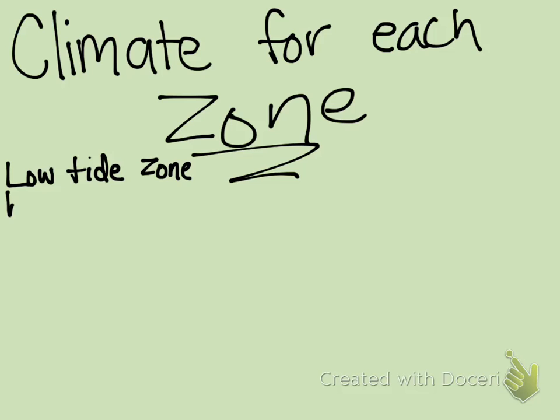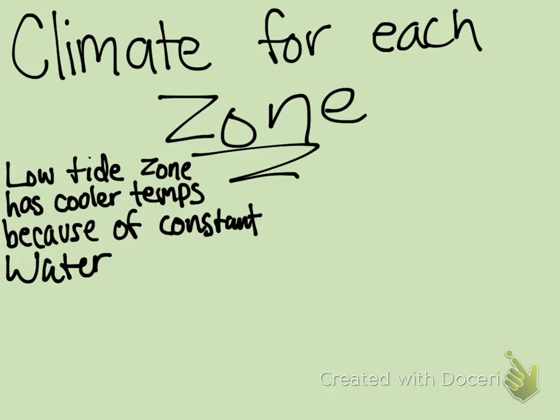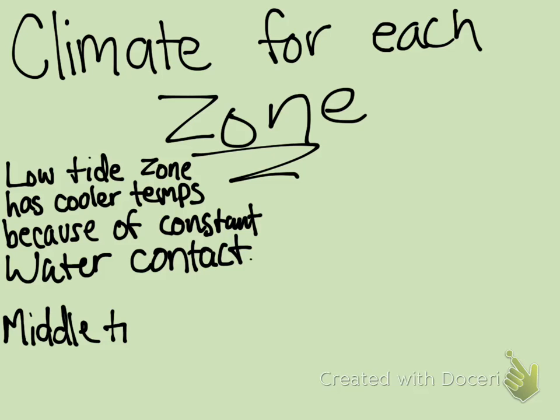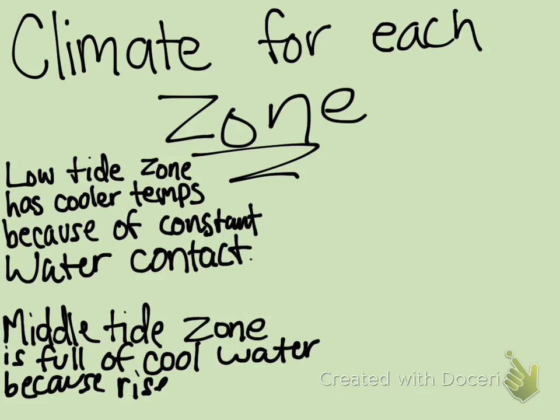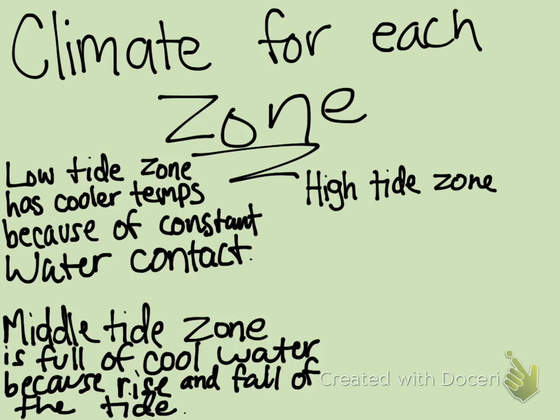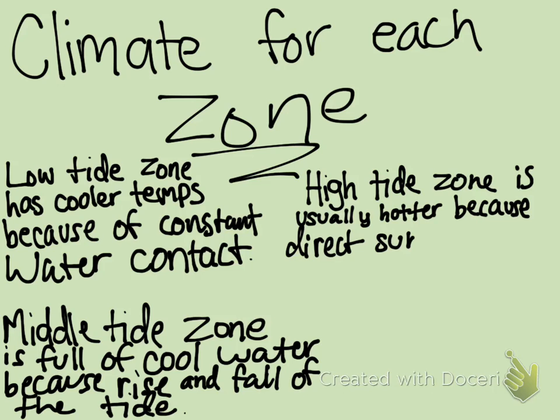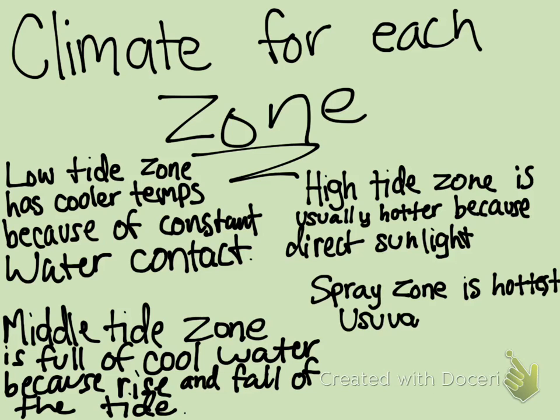The climate for each zone. The low tide zone has a cooler temperature because of constant water contact. The middle tide zone is full of cool water. The high tide zone is usually one of the hottest because of direct sunlight, and the spray zone is the hottest, usually about 65 to 62 degrees Fahrenheit.